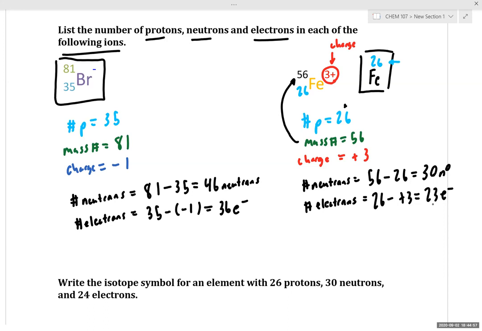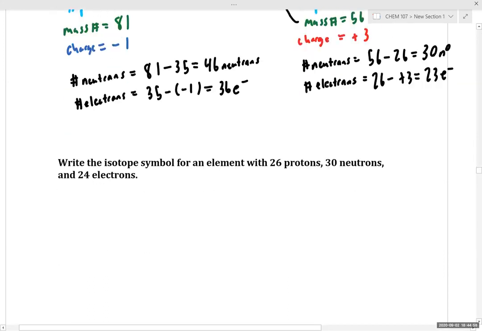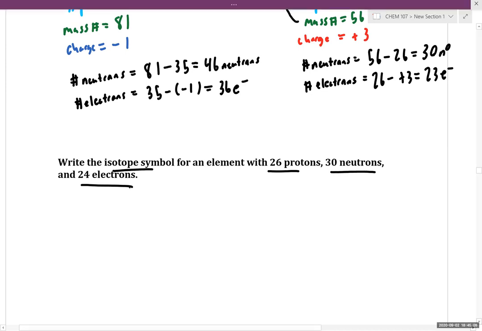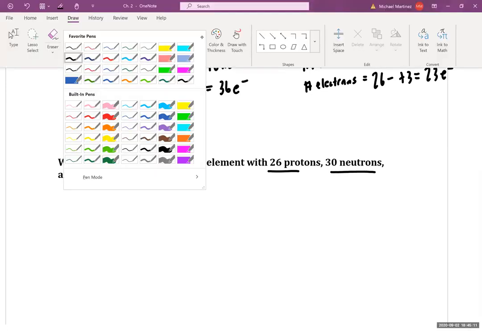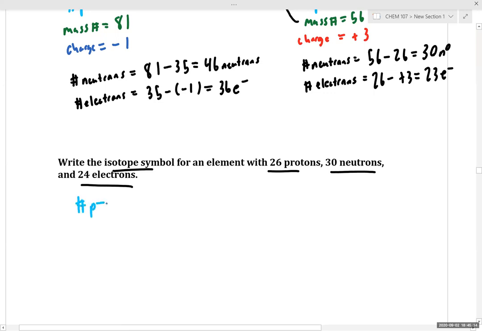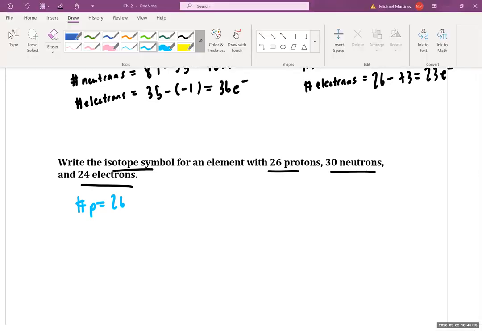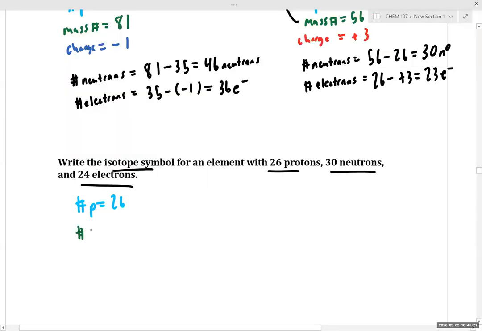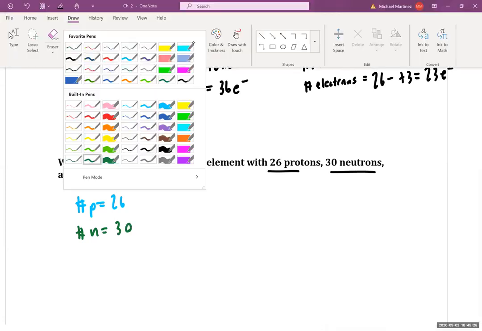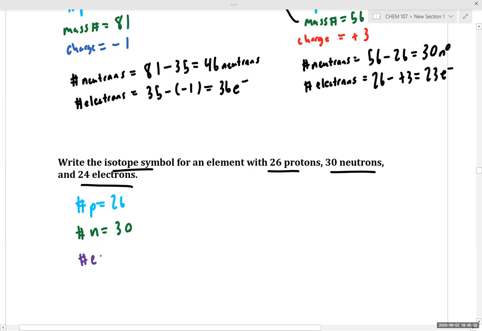So let's look at another example where we're asked to write the isotope symbol for an element with 26 protons, 30 neutrons, and 24 electrons. In this case, we're working backwards. Let's summarize what we know. Our number of protons is equal to 26. Our number of neutrons is equal to 30. And our number of electrons is equal to 24.